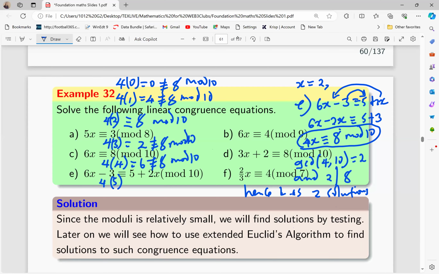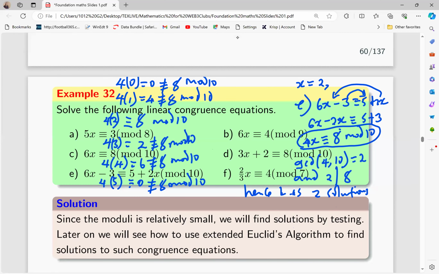This will be 0, which is not congruent to 8 mod 10. We test 6. This will be 4, which is not congruent to 8 mod 10.